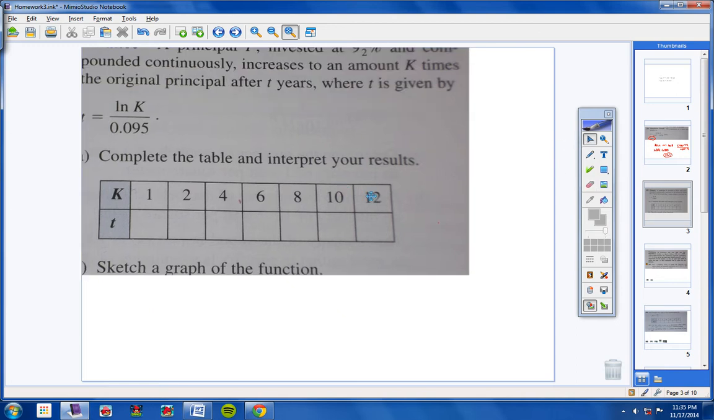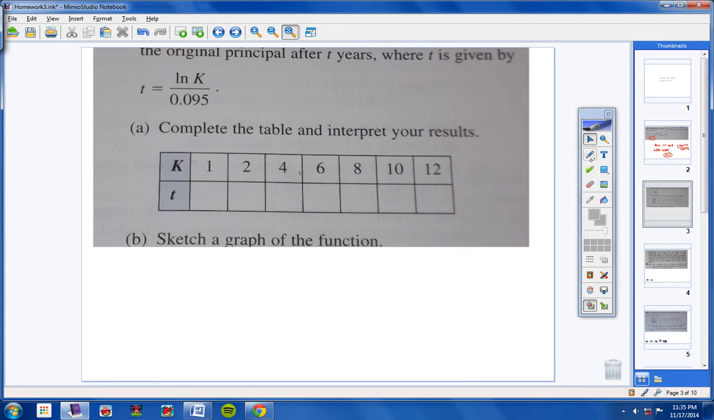Look, we already know we have a logarithmic function. Yeah, look, guys, watch this. This is where you learn to interpret word problems and think things through. You already know how to graph this. T equals 1 over 0.095 times the natural log of K. That's the exact same thing as this. If you were to put this over 1 and then multiply these two fractions together, you would get this, which is what you started with, okay?